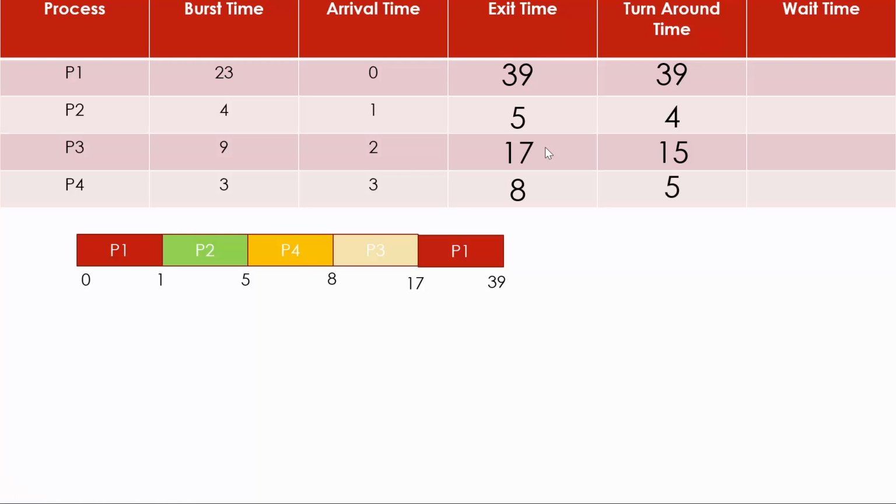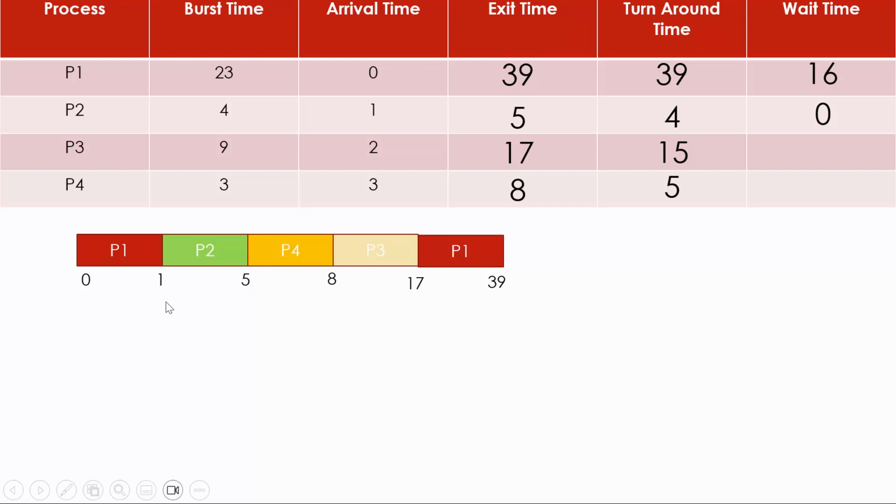Now that I have my turnaround time, I can calculate what I'm after, which is the wait time. And that's my turnaround time minus the burst time. 39 minus 23 is 16. I'm taking my turnaround time, subtracting the burst time from it. 4 minus 4, 0. Now I want to talk about why this is 0, because you may be saying, well, hold on. It didn't start at 0, it started at 1.